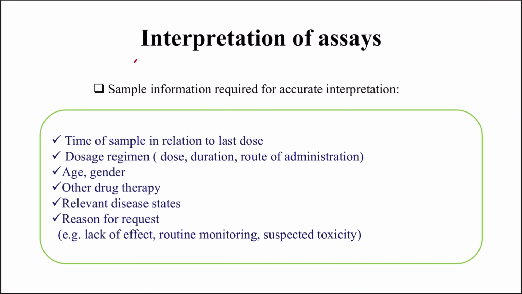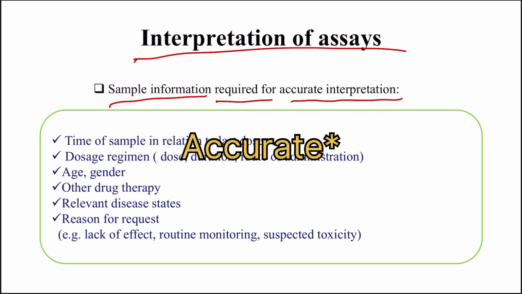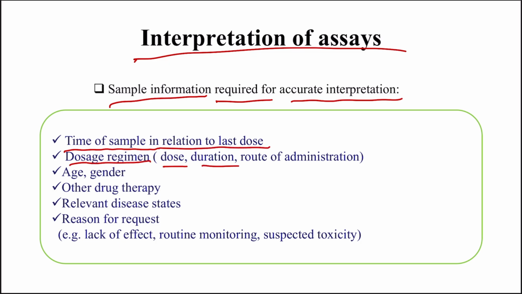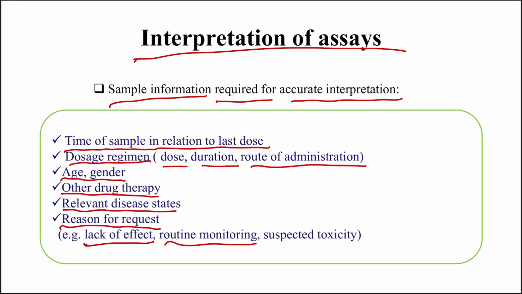Now coming to the interpretation of the assay. So sample information which is required for acute interpretation includes the following. First is the time of sample in relation to the last dose. Next is the dosage regimen, that is the dose, duration, and route of administration of the drug. The age and gender, and other drug therapy, that is the co-administered drugs, need to be known. The relevant disease status of the individual has to be known. Then the reason for request, that is the reason for doing the therapeutic drug monitoring, should also be known. Example, it can be lack of effect, or it can be just a routine monitoring of the drug effect, or it can be in case of suspected drug toxicity.